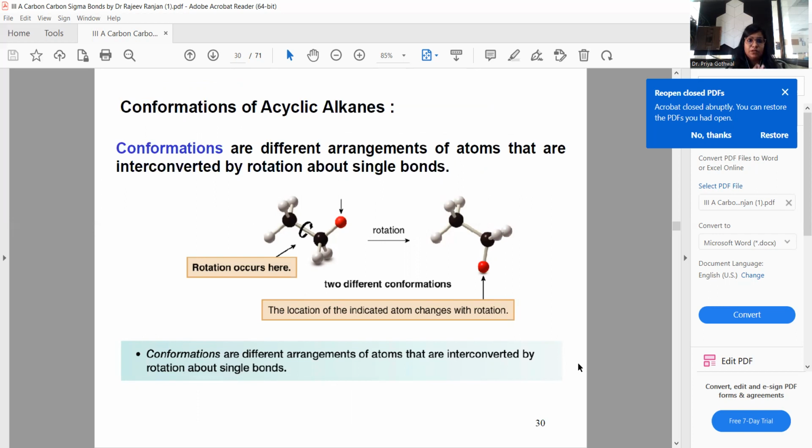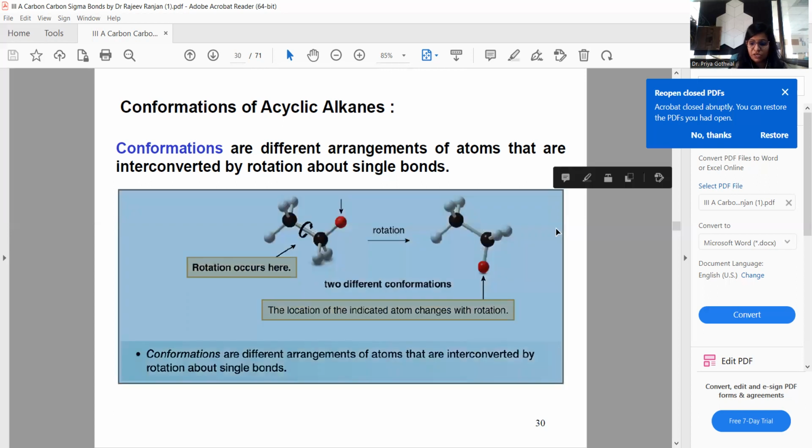Now we discuss the conformations of the acyclic alkanes. Conformations are different arrangements of atoms that are interconverted by rotation about a single bond. Rotation about a carbon-carbon single bond results in different arrangements of atoms and groups in 3D space, known as conformations. If the rotation occurs from here, two different conformations are generated. The location of the indicated atoms changes with the rotation, giving conformational isomers. This is the definition of the conformational analysis of the compound.